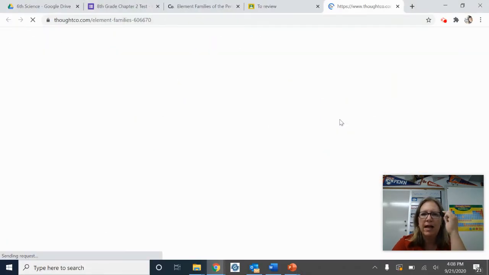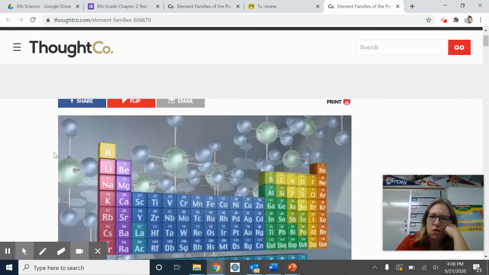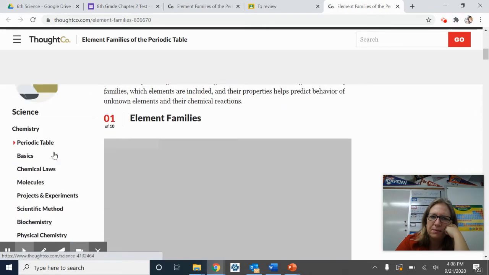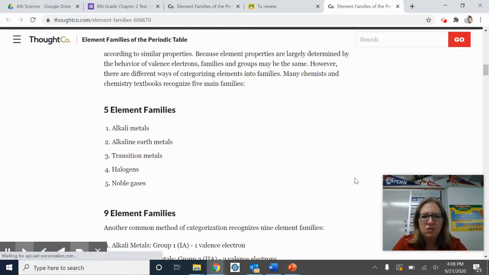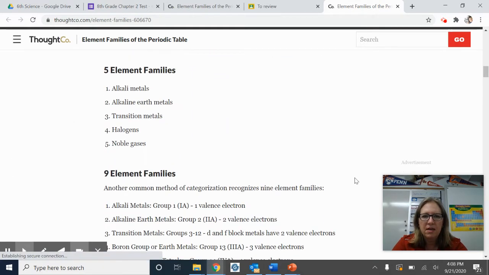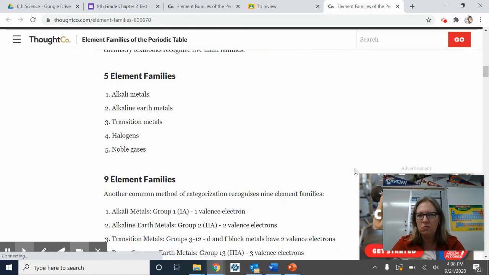We'll go through this in class. But this website is a really good breakdown of all of these different families as well. Okay. And it'll show you that you can name these different ways. You might just want to refer to the basic 5 there: the alkali metals, the alkaline earth metals, the transition metals, the halogens, the noble gases. For our purposes, that's probably enough.